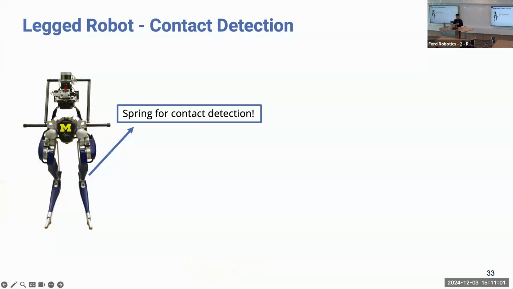So I talked about wheeled robots. Now let's take a look at legged robots. Ross and Jesse have done fantastic work on Cassie using the invariant EKF algorithms. And Cassie has a spring on each leg, which can be used sort of as a contact detection method.